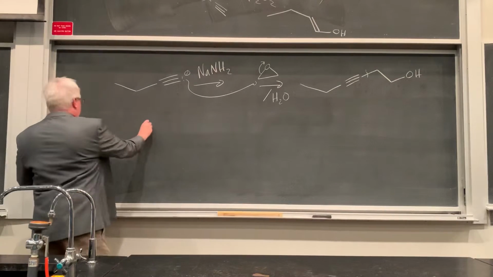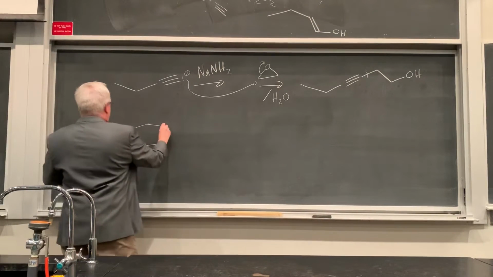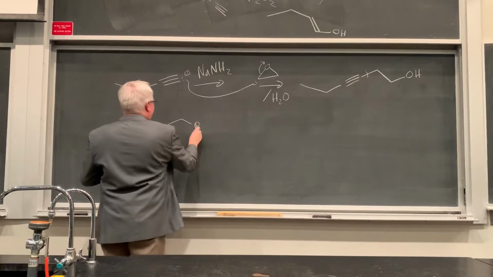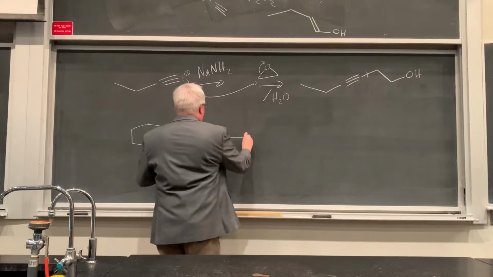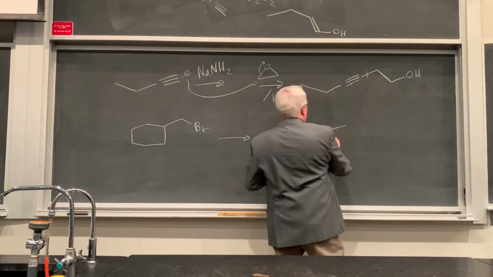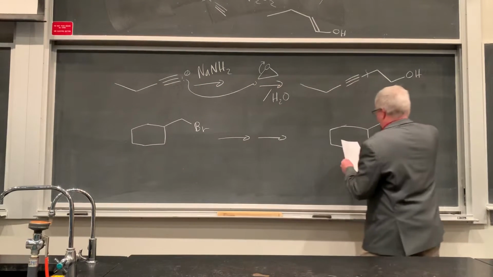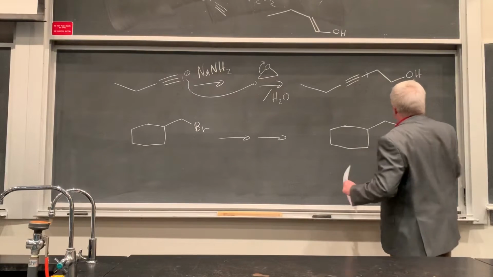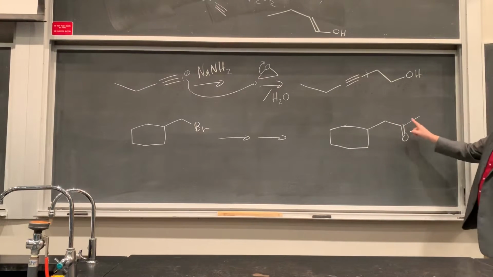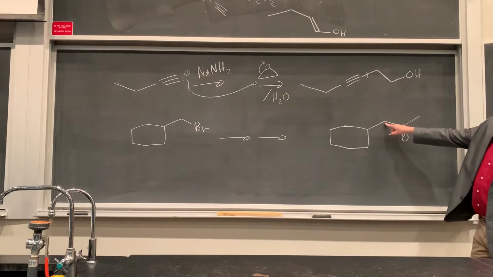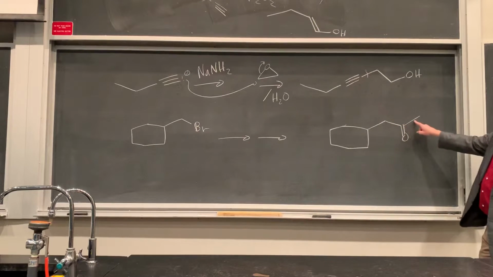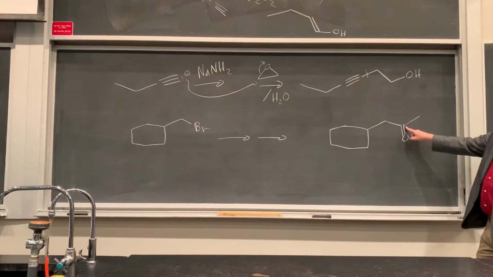How about this one? This one might seem a little trickier. Here we have this primary bromide with cyclohexyl. How do we go from that? Oh, we still have the cyclohexyl, that's not a problem. To this ketone with a methyl group here. Methyl ketone. And looking at that, let's see, we've got to add how many carbons? Here's the carbon from where the bromide is. We've got to add 2 carbons here. That's kind of a giveaway.